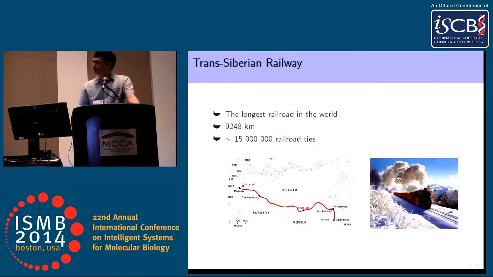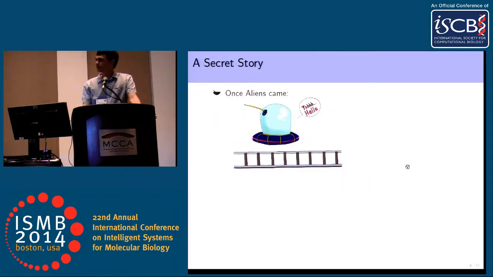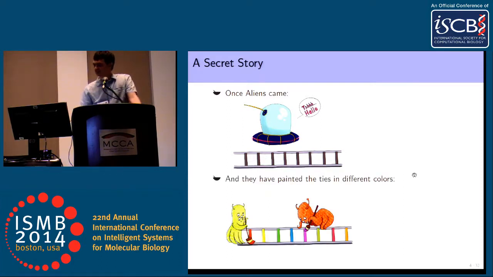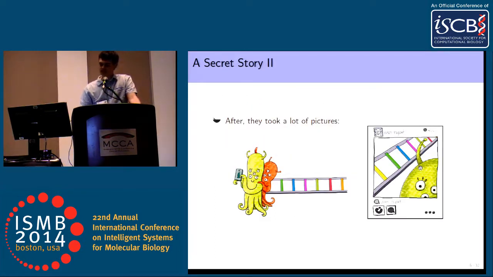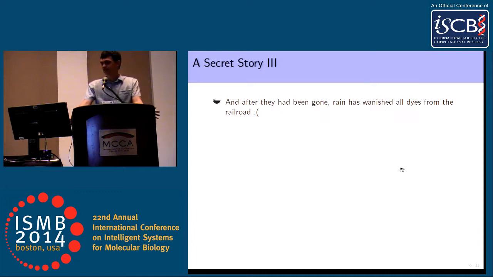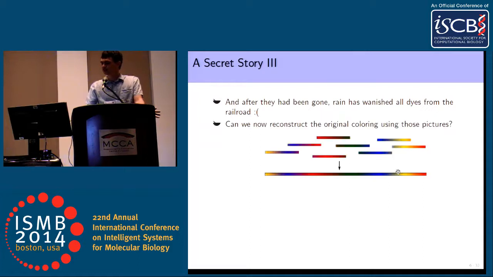In Russia, we have the longest railroad in the world, called the Trans-Siberian Railway, and it is more than 9,000 kilometers long. And it has 15 million railroad ties in it. And one day, aliens landed near this railroad. And you know, aliens are big jokers, so they painted the ties in different colors. And after, they took a lot of pictures of their work. And then the aliens were gone, and rain fell, and it vanished all the ties from the railroad. The question now is, can we reconstruct the coloring by using these pictures the aliens gave us?